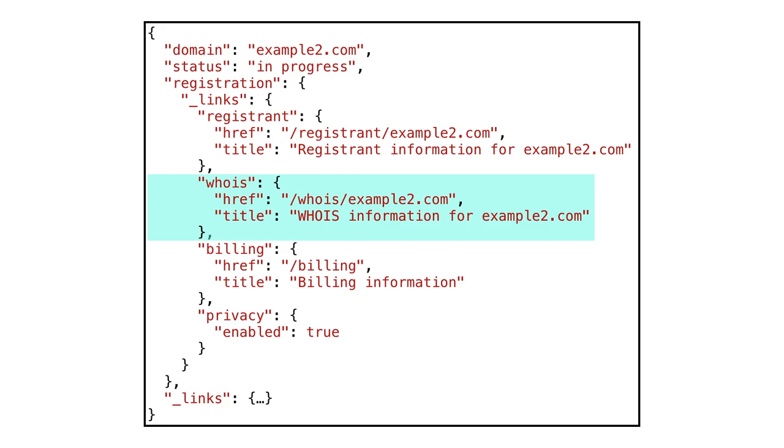And we have billing information, which applies to the whole account. So that's a slash billing URI. And then some privacy information on the domain. I also have the link section here collapsed to save some space. But it still includes a link to self, list, and cancel. And this is what HATEOAS is. Hypertext is the engine of application state. The client can navigate through the states of this resource using the links provided by the resource itself. Any questions to this point?